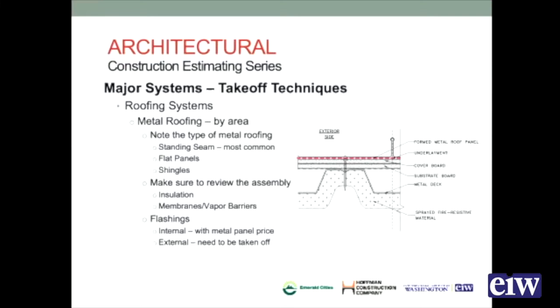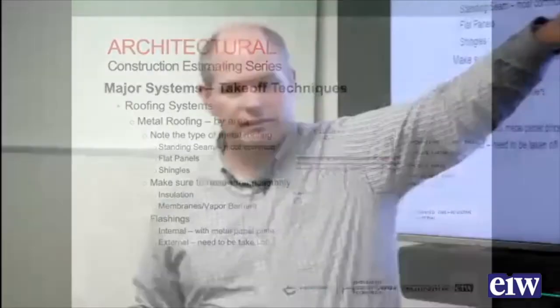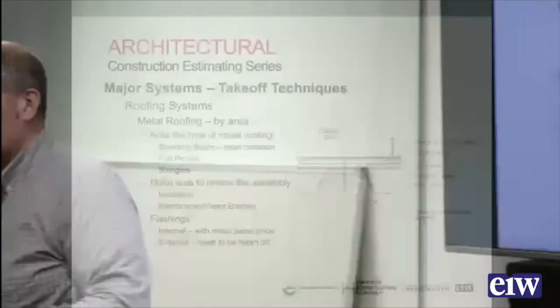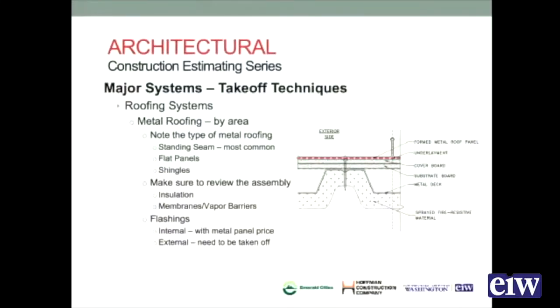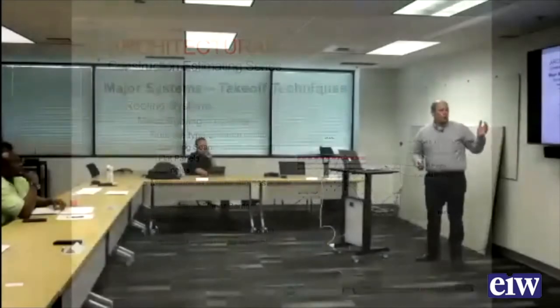The other roofing system that we run into is metal roofing systems. Typically, this is called a standing seam roof system, where the seam in between the two joints actually stands up. You see that common on metal roofs for houses and for canopies. But there are also other types of metal panel roof systems. You can have flat panels, and I've seen metal shingle roof systems as well.